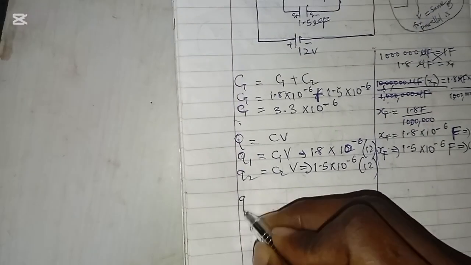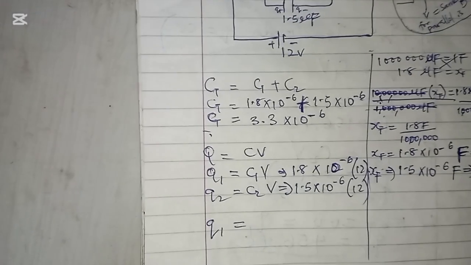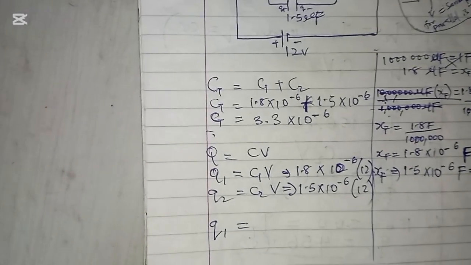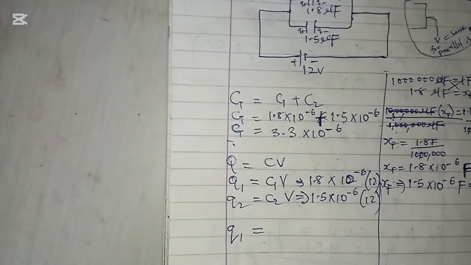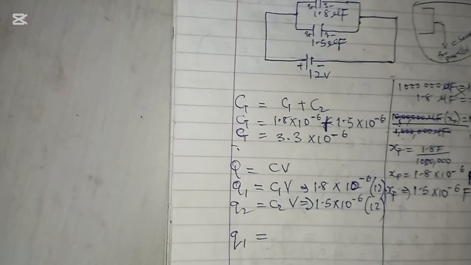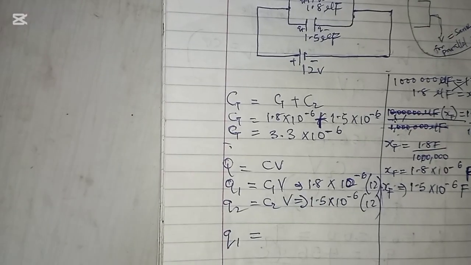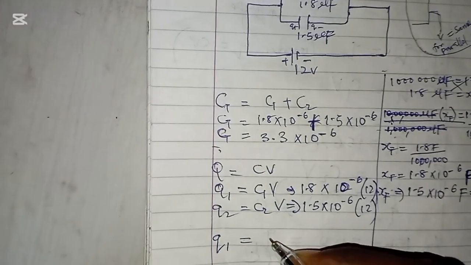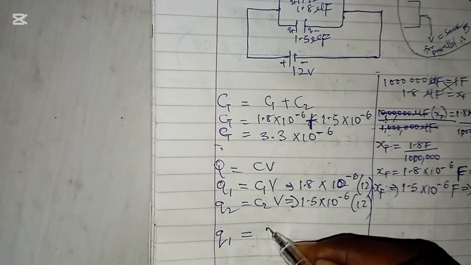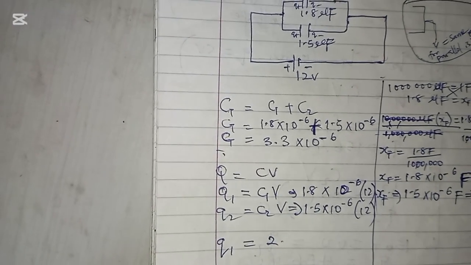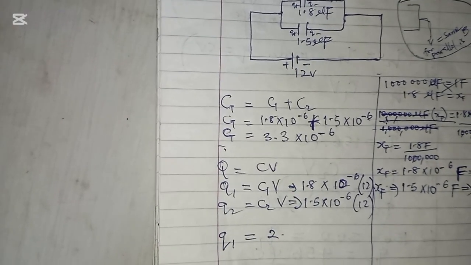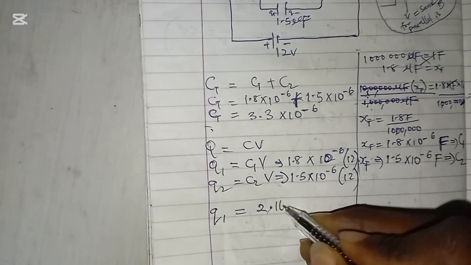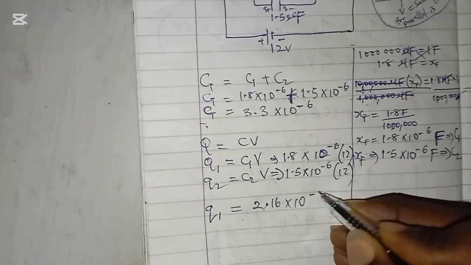So that Q1 is equals to, by the time we do 1.8 times 10 raised to the power minus 6, then times 12, you get 2.16 times 10 raised to the power minus 5.